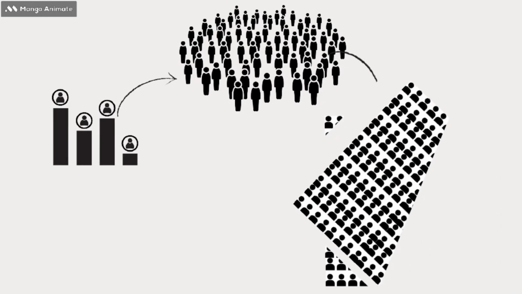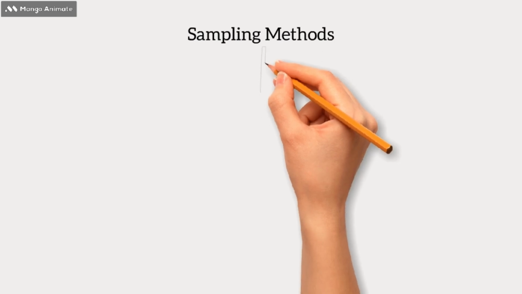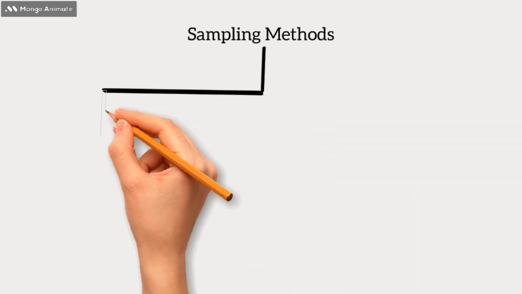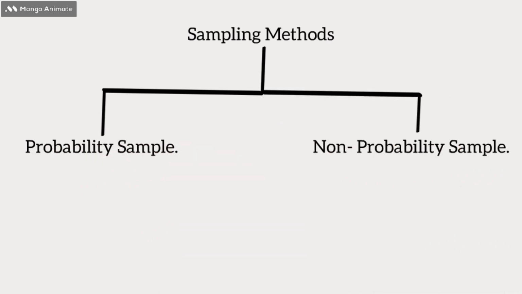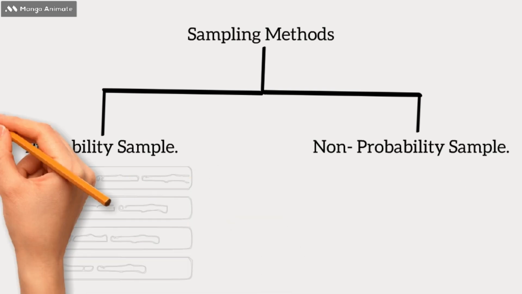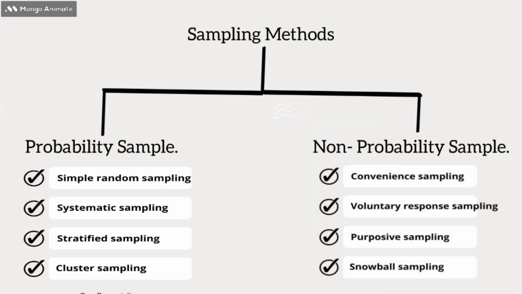In statistics, there are different sampling techniques or sampling methods available, but most sampling falls into two main categories: probability sampling and non-probability sampling. There are four main types of probability sampling: simple random sampling, systematic sampling, stratified sampling, and cluster sampling. And there are also four main types of non-probability sampling: convenience sampling, voluntary response sampling, purposive sampling, and snowball sampling. In upcoming videos, we will gain in-depth knowledge of probability sampling and non-probability sampling.